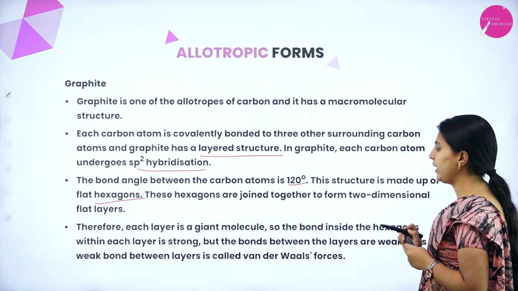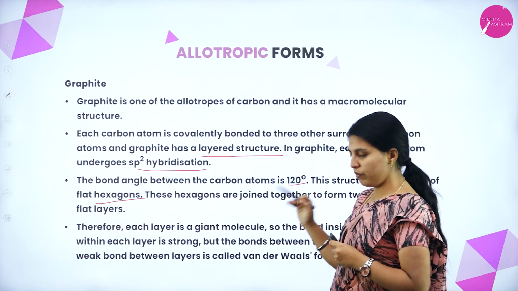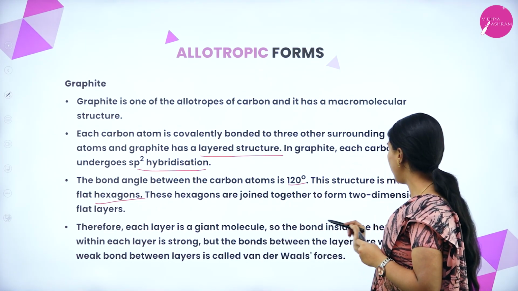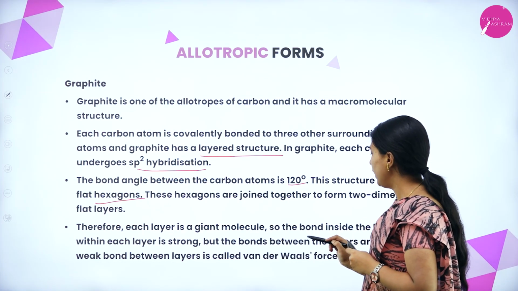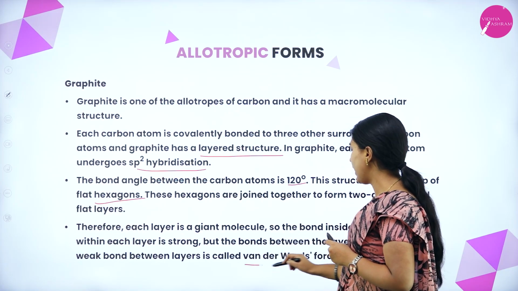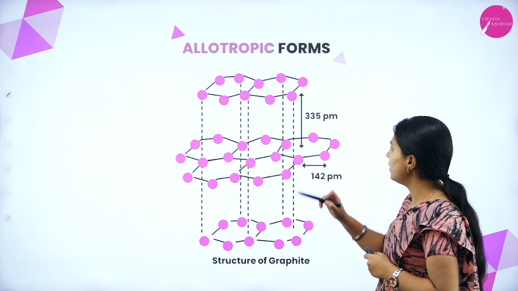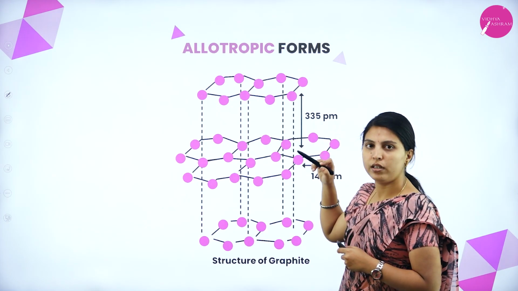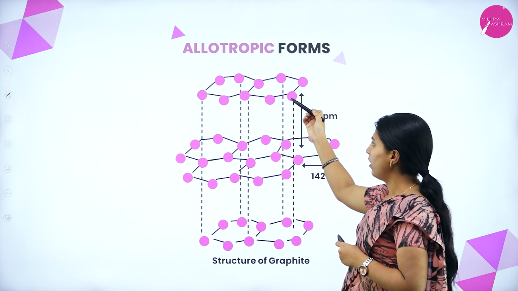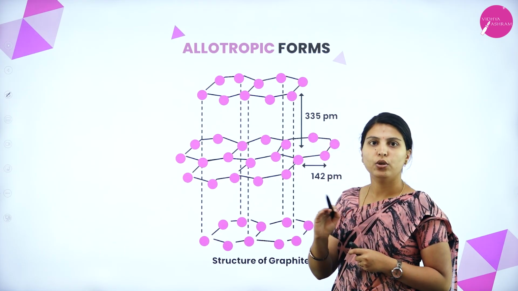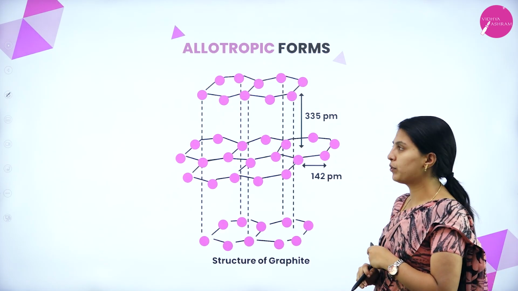This weak bond between layers is called van der Waals forces. Within each layer, the atoms form a giant molecule with strong bonds, but between the layers the bonds are weak. Those weak attractions between layers are the van der Waals forces. This is the overall graphite structure: this one layer, this one layer, this one layer. In between them there are low forces of attraction, which are called van der Waals forces.